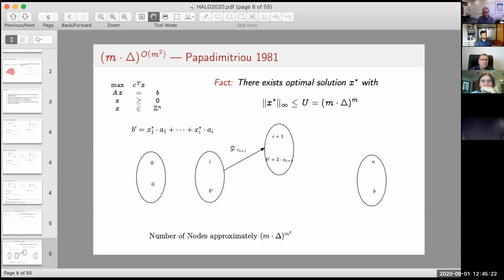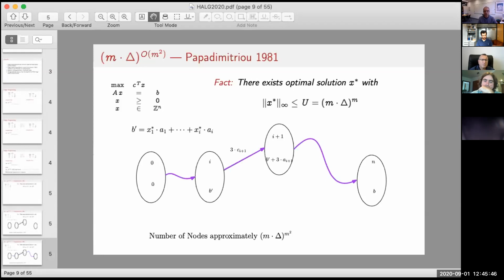And now imagine, for example, that we say that x star i plus 1 is equal to 3, right? Then there should be an arc from (i, b prime) to (i plus 1, b prime plus 3 times the i plus first column of A). And we give this a weight of 3 times the cost c i plus 1. Okay? And in this way, we can complete a dynamic program or directed graph.